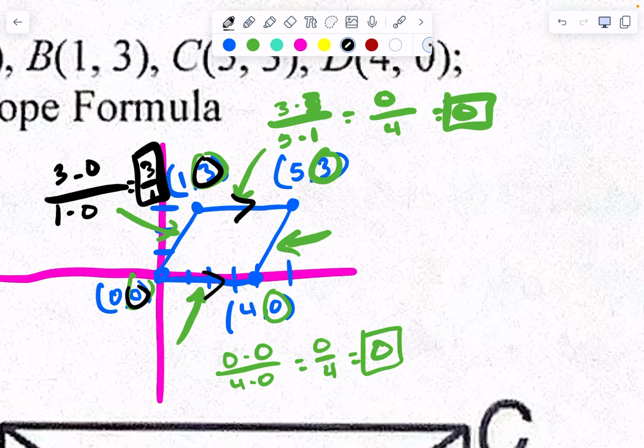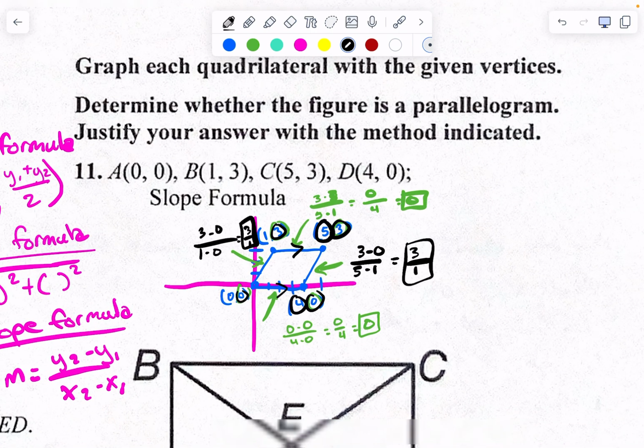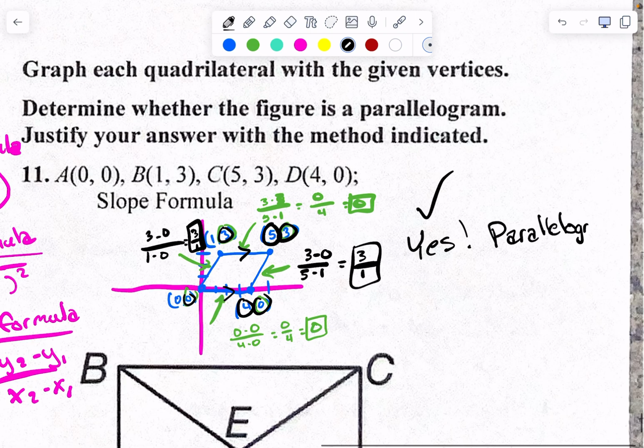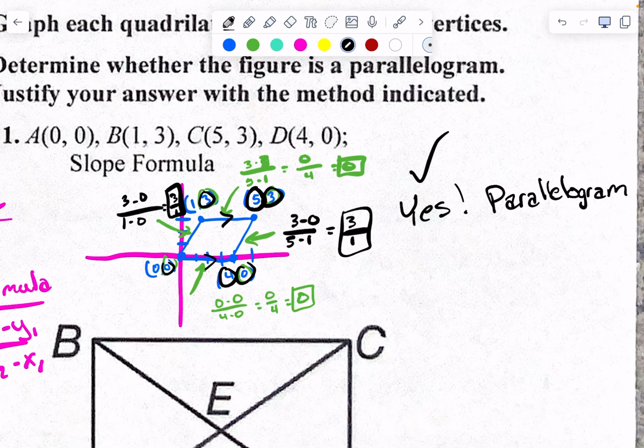What does the other one have to be in order to be parallel? Also 3. 3 minus 0 is 3, 5 minus 4 is 1. 3 over 1. So what's that mean? Yes, he's a parallelogram. What if they said, tell whether he's a parallelogram, but use distance instead of slope formula? You have to find all 4 distances and make sure the opposite ones are the same distances. Exactly. So we could do either one. It doesn't matter. They're saying just do slopes. Good?